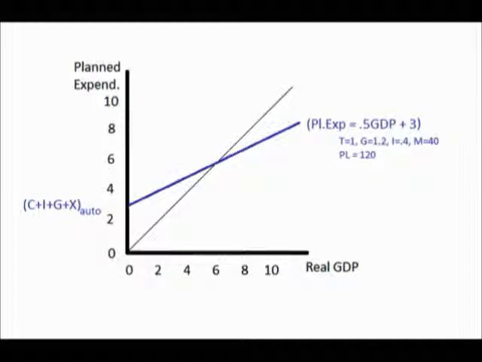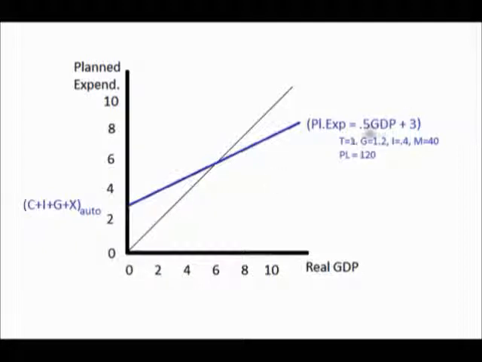To follow along with this video, it's assumed that you have some familiarity with autonomous spending, the marginal propensity to consume, and the multiplier concepts. We'll start by looking at the graph and seeing we've got a planned expenditures function where autonomous spending is autonomous consumption, autonomous investment, autonomous government spending, and autonomous net exports. As drawn, I have those at approximately 3 trillion.